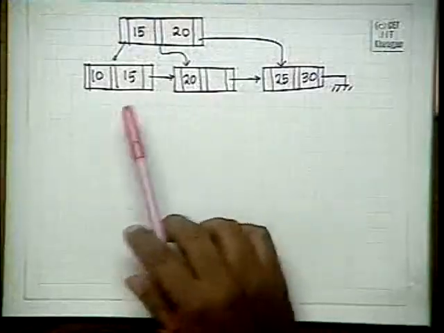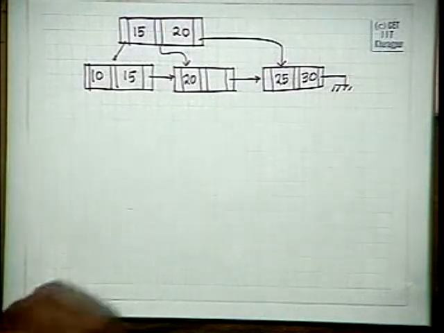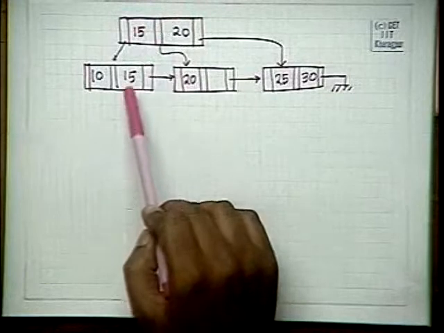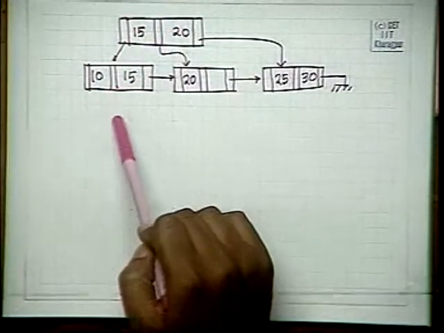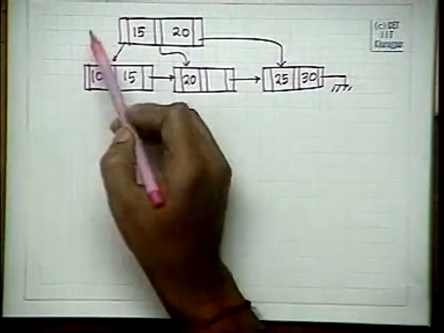Let us see, say we have a B plus tree like this. If we have to delete 15, we go here, delete 15, make this null, make this 10, finished. This is the root.